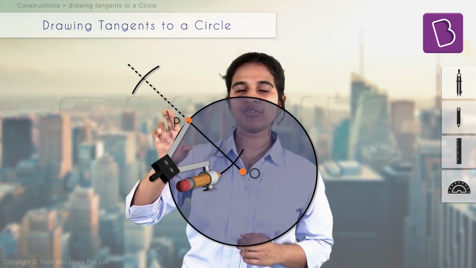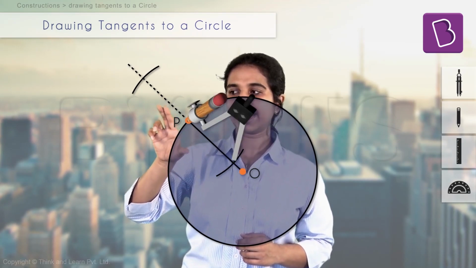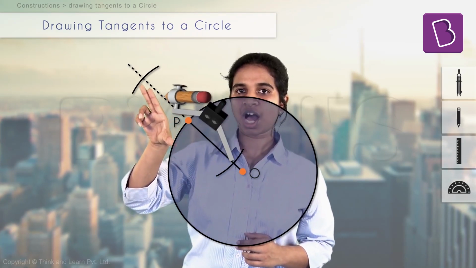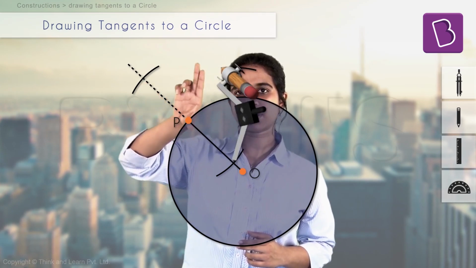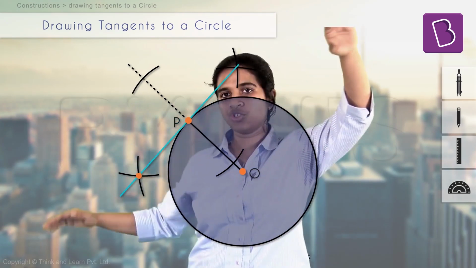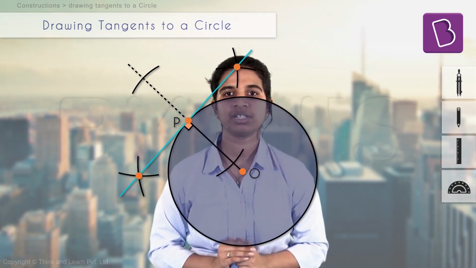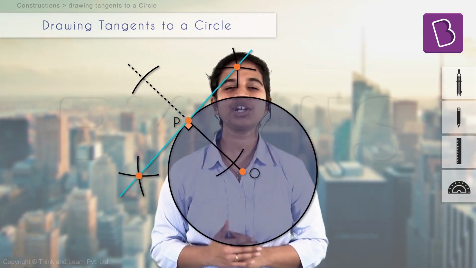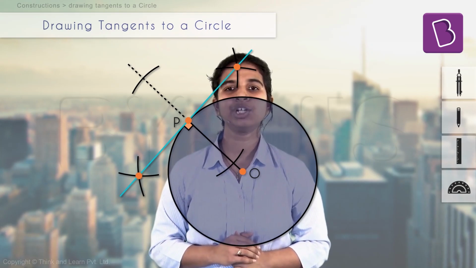Now move the leg of your compass to one of these arcs. Take a distance more than half of the distance between the two arcs. Cut an arc on both sides. From here, cut an arc on both sides. Join these two, you will get a tangent. Correct? That's simple. It is nothing but drawing a line perpendicular to OP.